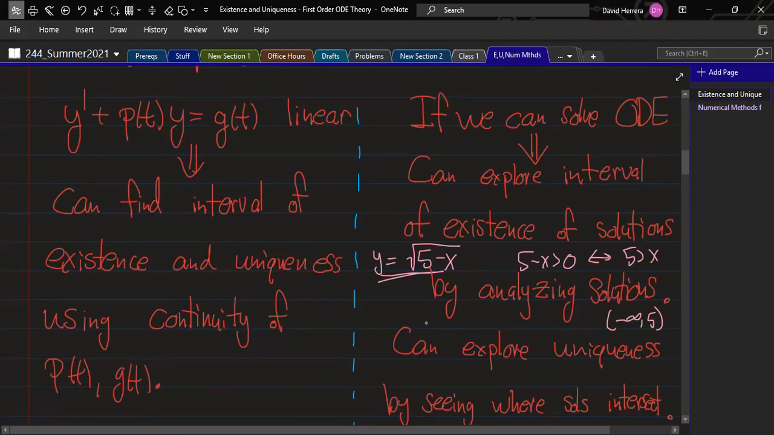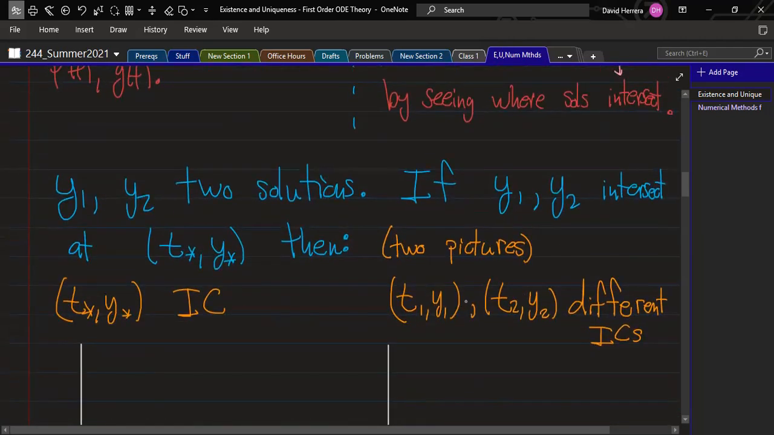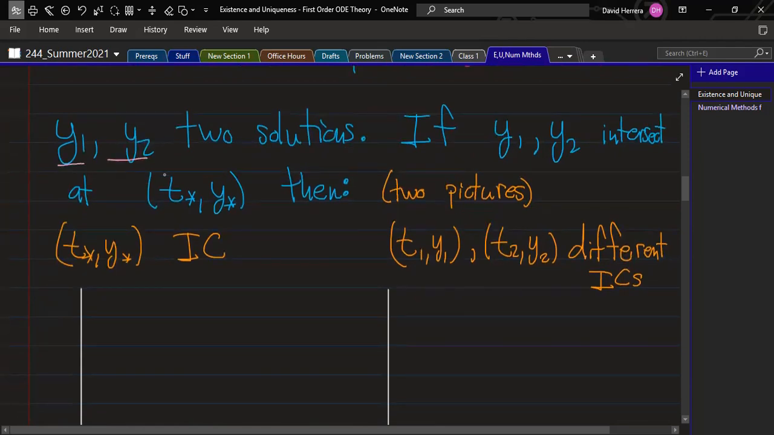Another thing that you can do, if you know what it looks like, is analyze the uniqueness of the solution. And this uniqueness is exactly related to whether or not solutions intersect. So let's see why this is the case. Suppose you have two solutions, y1 and y2, and you know that they intersect at some point, t star, y star. Then there are maybe two pictures you can think about. The first one is where these two have the same initial condition, because remember, these are solutions to the initial value problem.